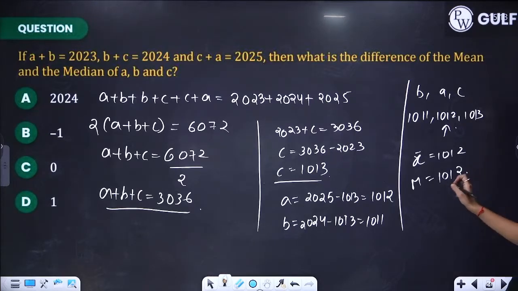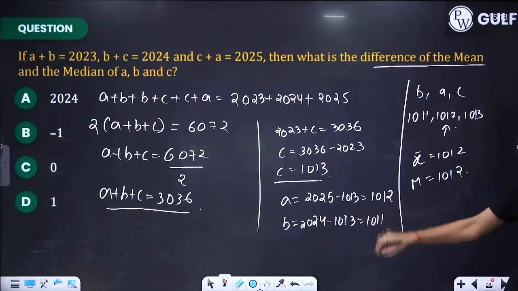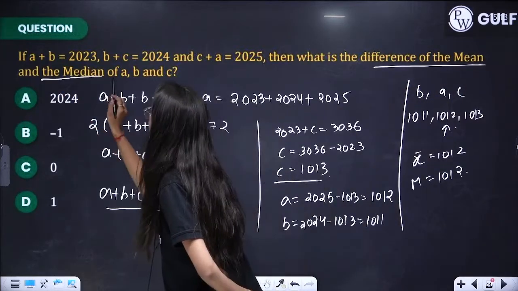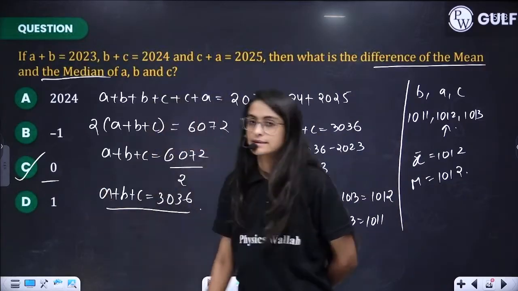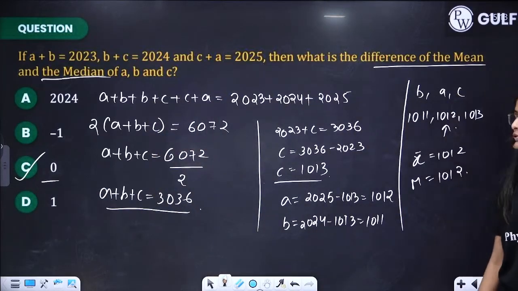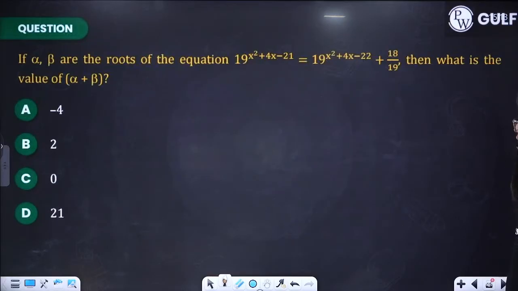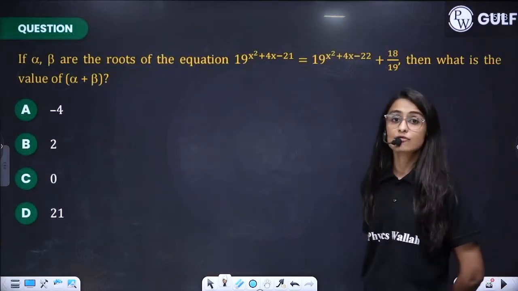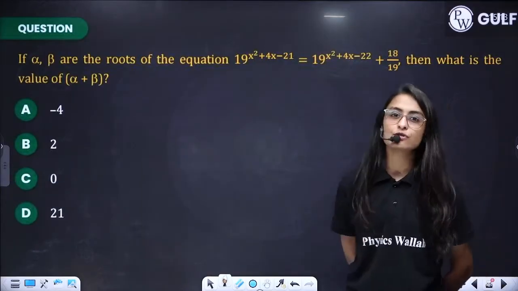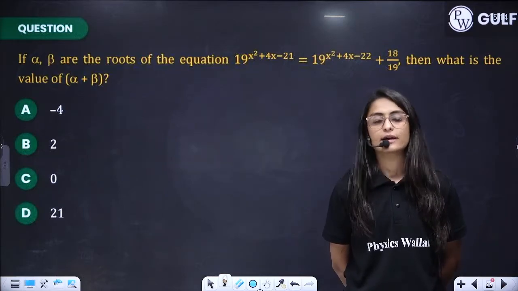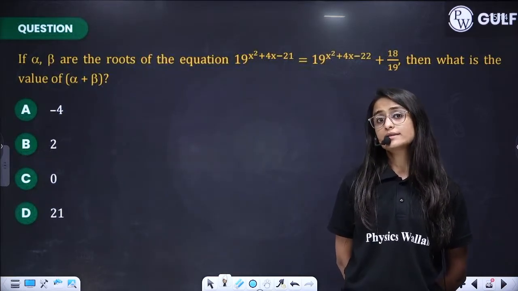If I subtract them, they are asking the difference of mean and median. If I subtract them, my answer would be 0. That is C. I hope you all understood this question very well. Moving forward to the next question. Here, if alpha and beta are the roots of this equation, then what's the value of alpha plus beta? So initially you have to find the roots, and later on you can find the summation.